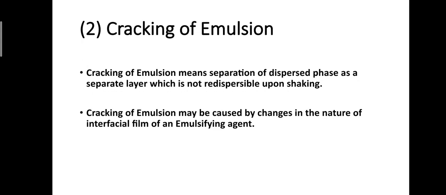Second, instability: cracking of emulsion. In creaming, there is cream formation. In cracking, there is crack formation. Cracking of emulsion means separation of the dispersed phase as a separate layer which is not redispersible upon shaking. Cracking of emulsion may be caused by changes in the nature of the interfacial film of an emulsifying agent, because cracking is caused by an insufficient or wrong quantity of emulsifying agent added.